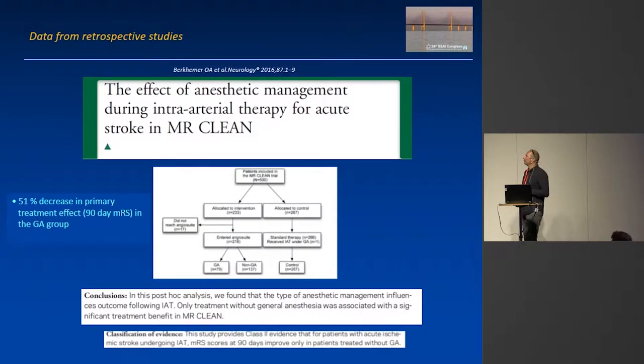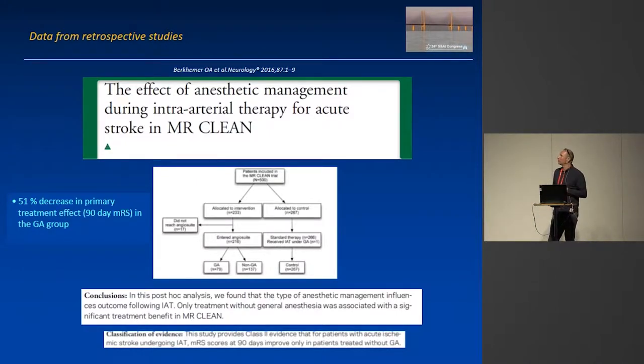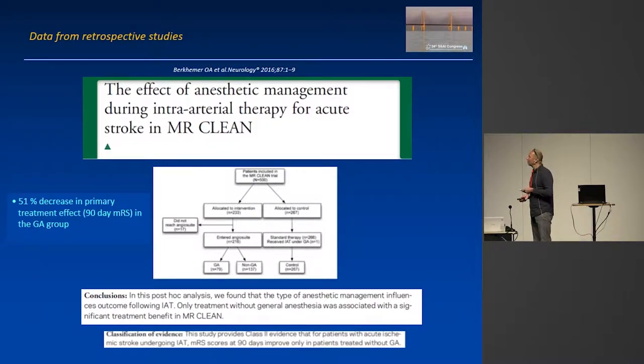I have an example here, a very recent paper. This is a retrospective analysis of the data from the MR CLEAN trial. The MR CLEAN trial was the first large randomized trial to demonstrate an overwhelming positive effect of endovascular therapy in the treatment of large vessel occlusion stroke compared to thrombolysis. And here the investigators have taken patients in the intervention arm, and you can see the number of patients in each group.